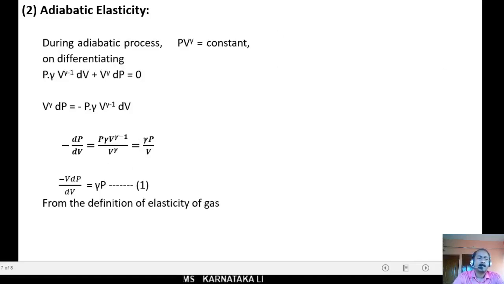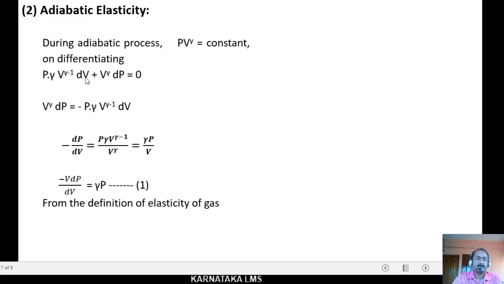Later, adiabatic elasticity. For this, we take the adiabatic process equation. We know that the adiabatic process relation, that means the pressure and volume relation, is P into V to the power gamma equals constant. On differentiating, P is constant here. Differentiation of V to the power of gamma means gamma into V to the power gamma minus 1 into dV, plus V to the power gamma into dP, is equal to 0.